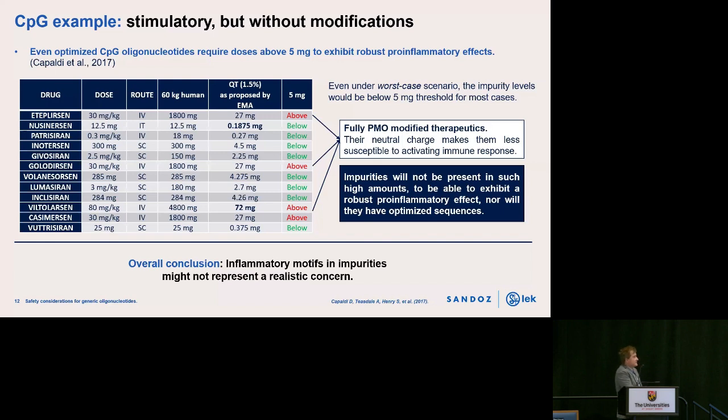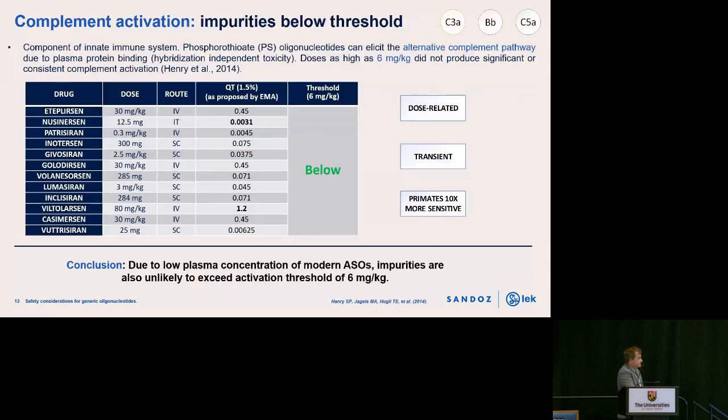And in those cases that are above, it's important to note that they are all fully PMO-modified therapeutics. And this modification is well known to not lead to any kind of immune response. And because they are fully PMO-modified, their product-related impurities will also be fully PMO-modified. So in conclusion, impurities will not be present in such high amounts to be able to exhibit a robust pro-inflammatory effect, nor will they have optimized sequences. And so the overall conclusion here might be that the inflammatory motifs in impurities might not really represent a concern.